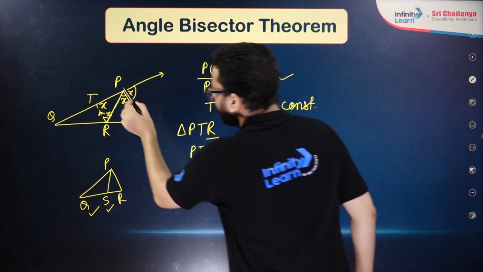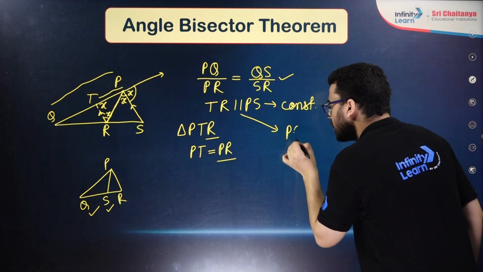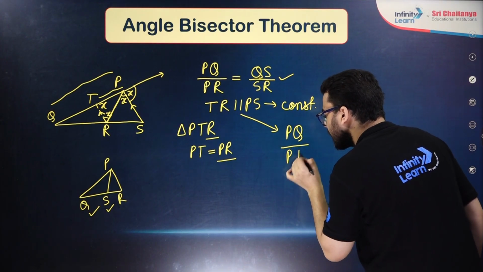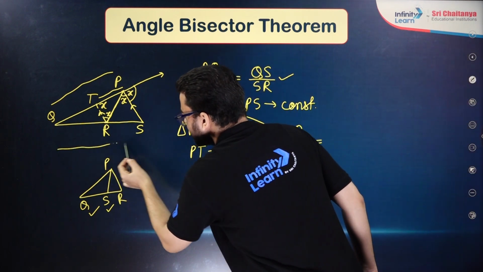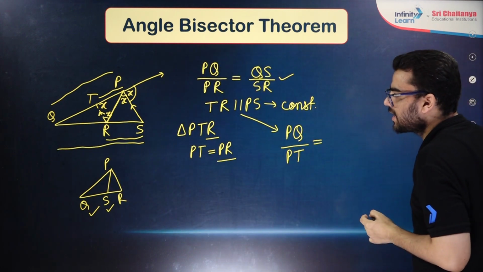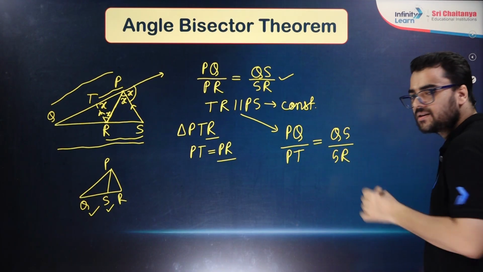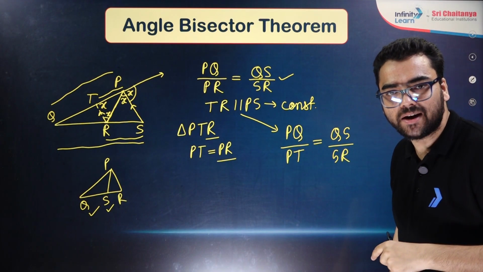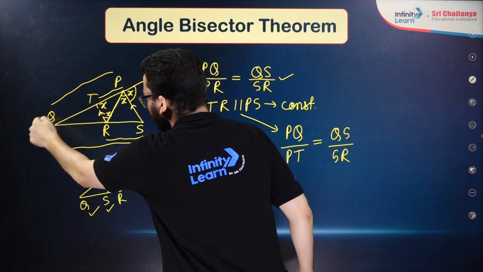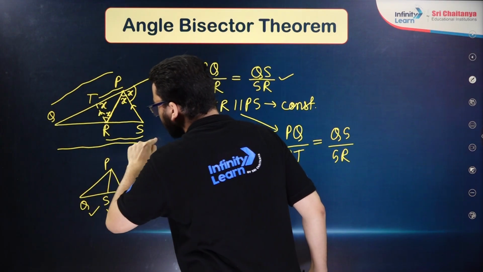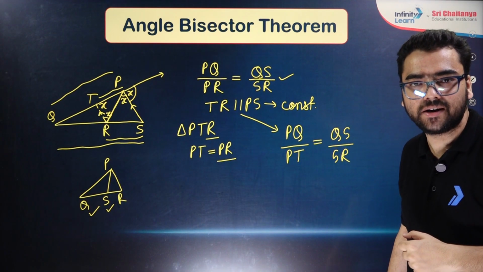Now you see over here, TR is parallel to PS is given to us, right? So can we say PQ upon PT is equal to QS upon SR? You have studied this corollary of the basic proportionality theorem, right? If this is parallel to this, you can say PQ upon PT is equal to QS upon SR. That is a corollary of the basic proportionality theorem.